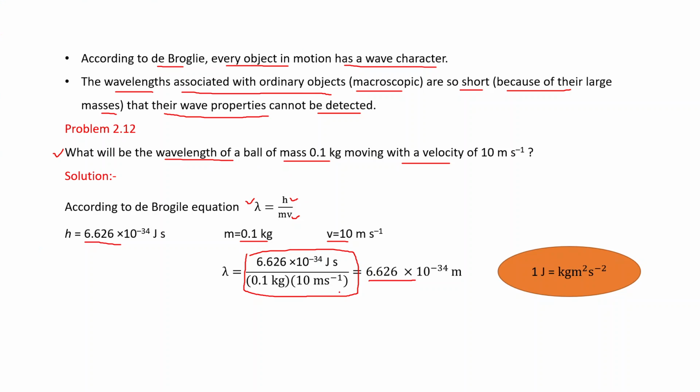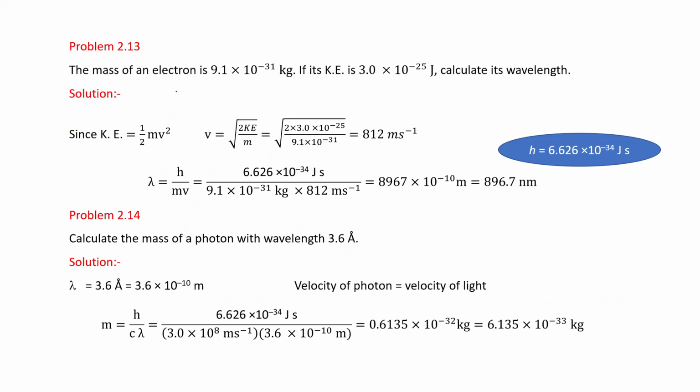This is the wavelength which is associated with the ball, which is a macroscopic object, but this magnitude is very small. Clear? And also this is the one relationship between joule and basic units. 1 joule is equal to kilogram meter square second power minus 2. If we put this relationship in place of this joule, then we will get the unit of wavelength as meter.